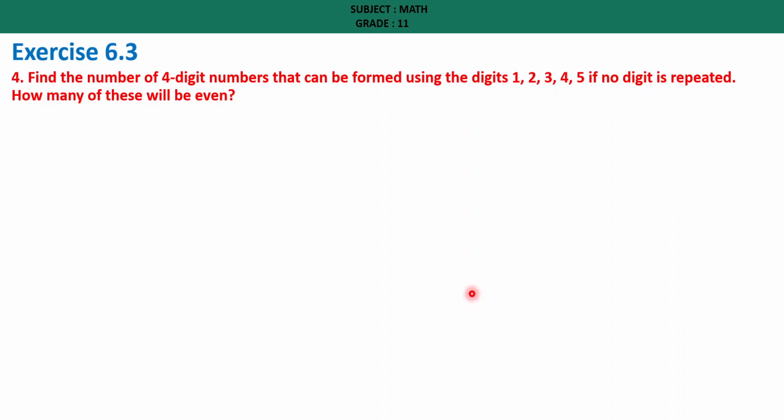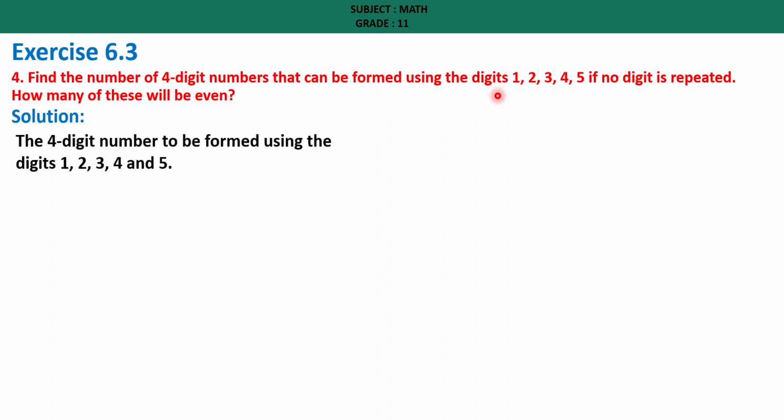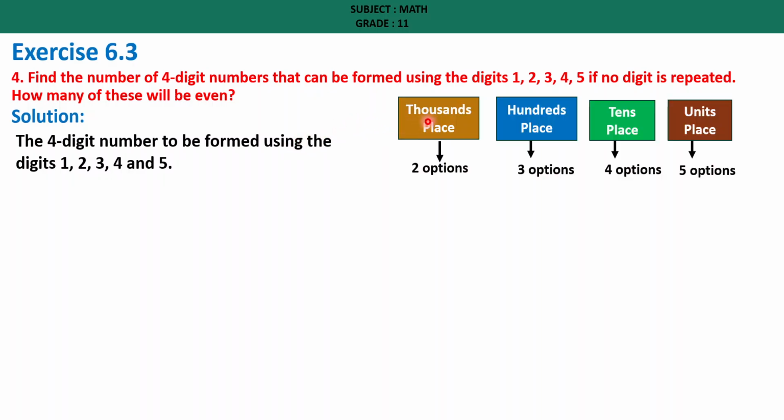Let us solve question number 4. Find the number of 4-digit numbers that can be formed using the digits 1, 2, 3, 4, 5 if no digit is repeated. How many of these will be even? Solution. The 4-digit number is to be formed using the digits 1, 2, 3, 4, 5. Here, the units place will have 5 options, in the tens place 4 options, hundreds place 3 options, thousands place 2 options. Then by multiplying, 4 into 5 is 20, 20 into 3 is 60, 60 into 2 is 120 is the answer.